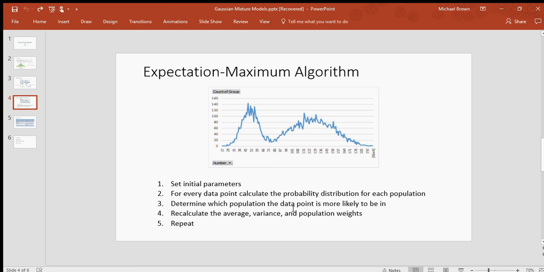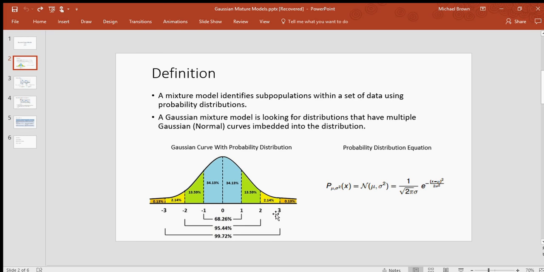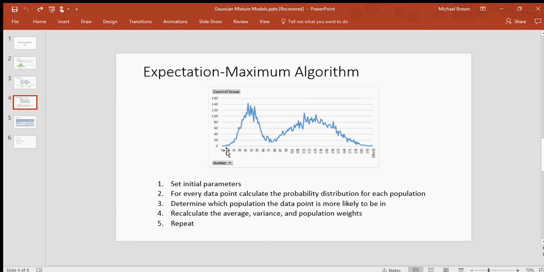So now that you have the average and the variance, you can calculate the likelihood using these distribution functions and sort of these percentages here. For this point, what's the likelihood that it falls in this population? Maybe it's 5%, and then what's the likelihood it falls in here? It's probably 0%. So you're going to assign it to this population. You do that for every data point in your data set. You assign them either to population A or population B.